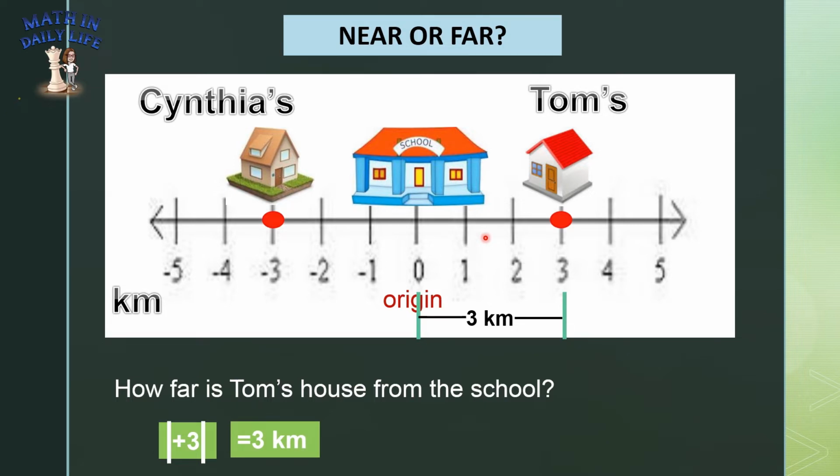And if you want to know the exact location again, the positive sign here denotes the direction. So where is it located? Yes, eastward of the school. It's 3 kilometers east from the school. That's the exact location of Tom's house. But again, our concern here is simply the distance. So we just get the final answer as 3 kilometers. That's the distance of Tom's house from the school.